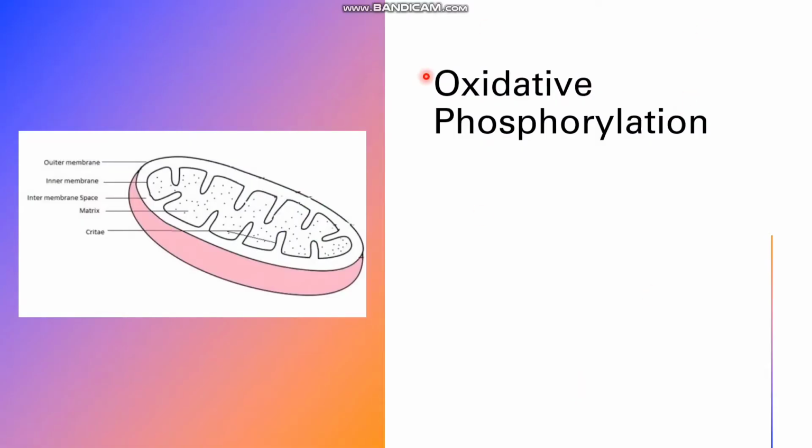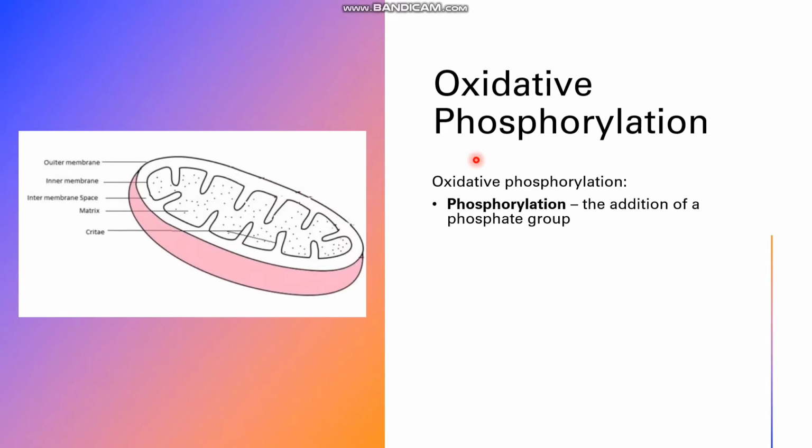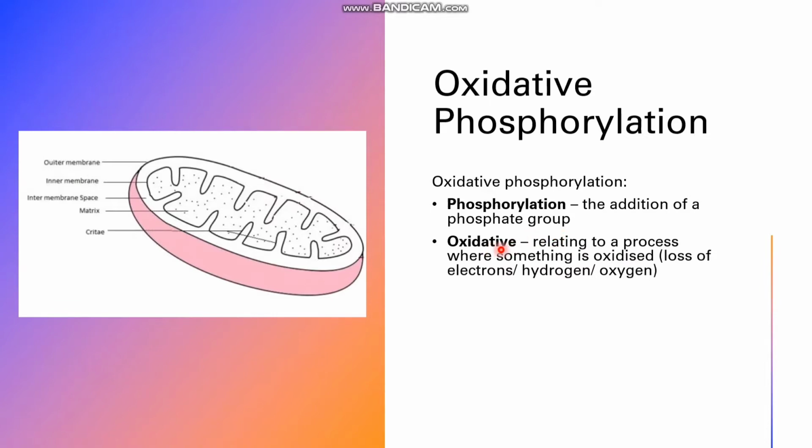So what is oxidative phosphorylation? Well, phosphorylation, we know, is the addition of a phosphate group. And oxidative means relating to a process where something is oxidized. To be oxidized means the loss of electrons, hydrogen, or oxygen, and it can be any one of these 3 depending on what reaction is taking place. Oxidative phosphorylation takes place on the inner membrane of the mitochondria.